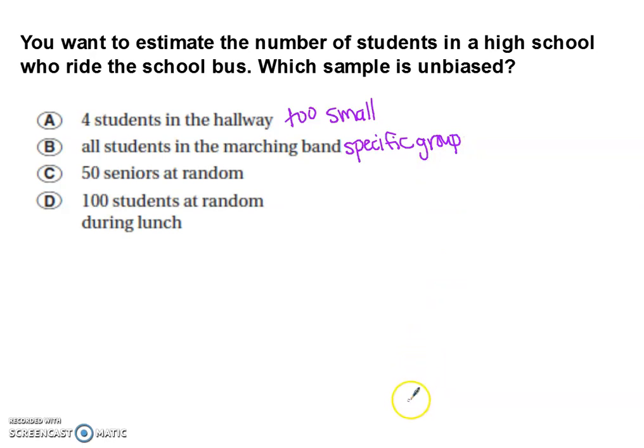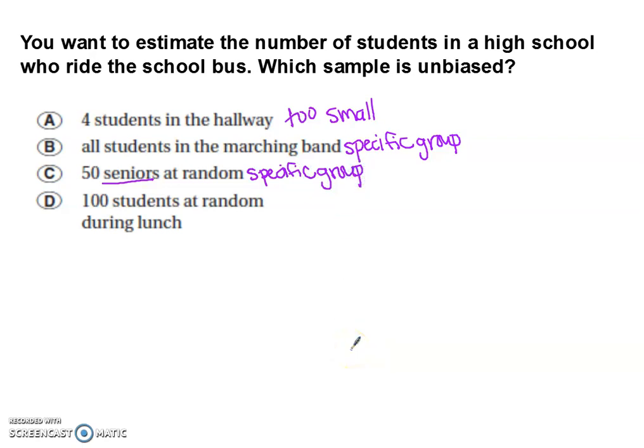What about letter C? 50 seniors at random. We're getting better because it's random, but we specifically targeted the seniors. The seniors can drive. They don't take the school bus anymore. They drive their car to school. So since we targeted this specific group, it wrecked our data. We can't use that.